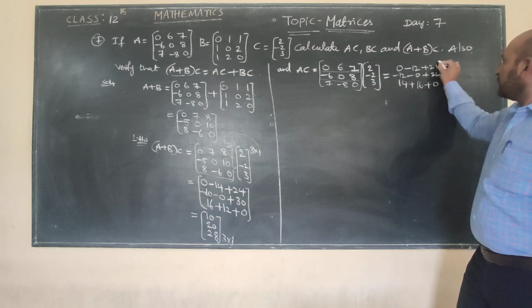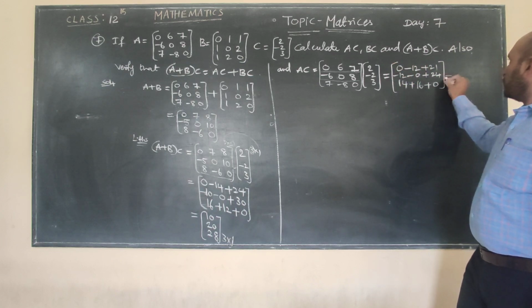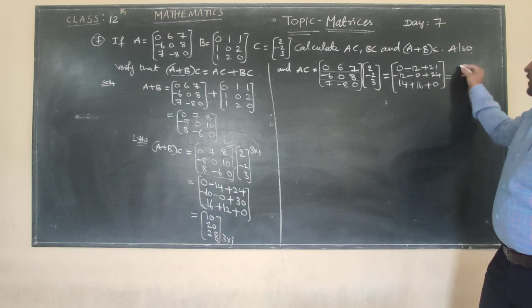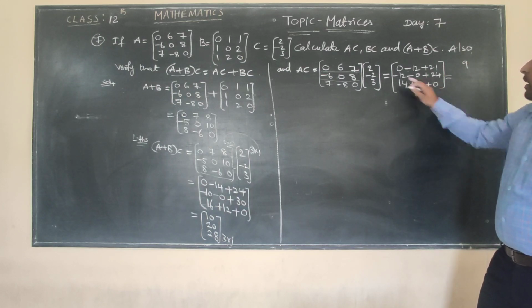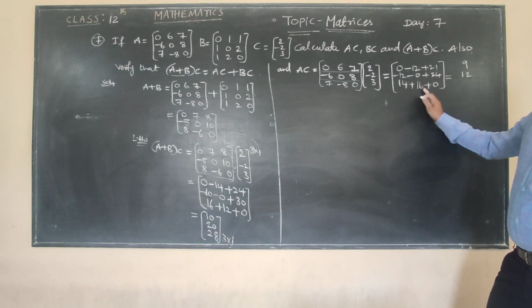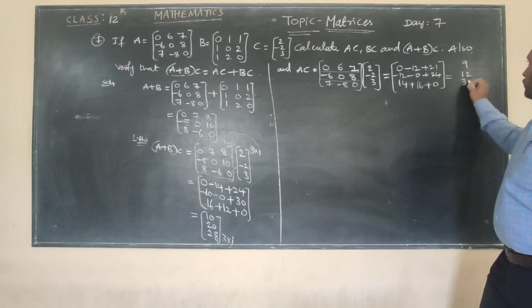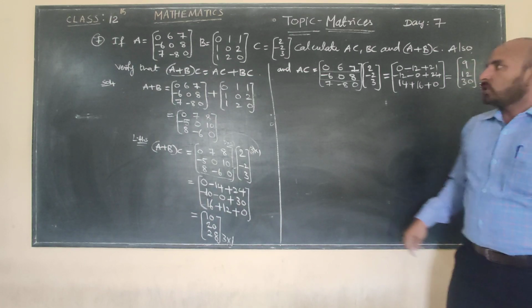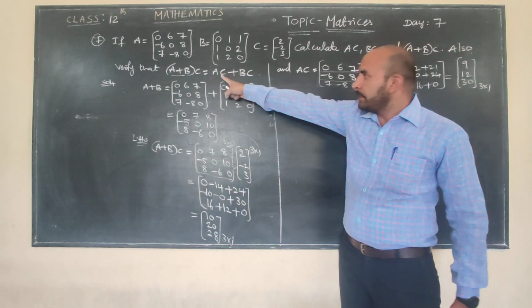So, minus 12 plus 21, this is plus 9. Minus 12 plus 24, which is equal to 12. 14 plus 16, this is equal to 30, which is also 3 cross 1. So now in the right hand side value, the AC part is over.